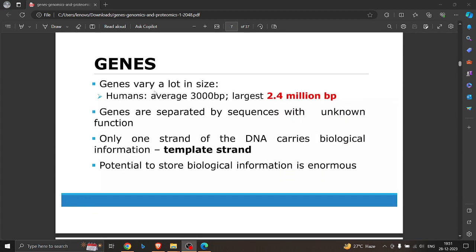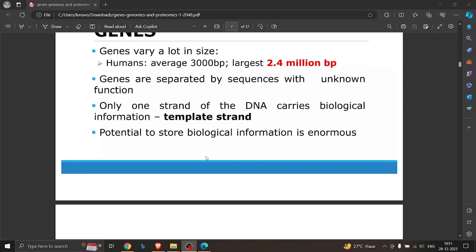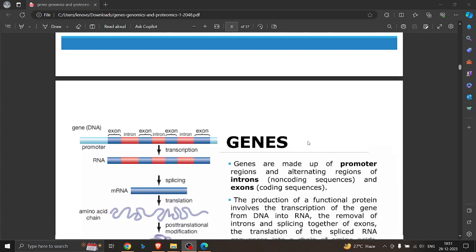So genes vary a lot in size. In humans, the average is 3000 bp, and the largest is 2.5 million bp. Genes are separated by sequences with unknown functions. Only one strand of DNA carries biological information, the template strand. So the potential to store biological information is enormous.